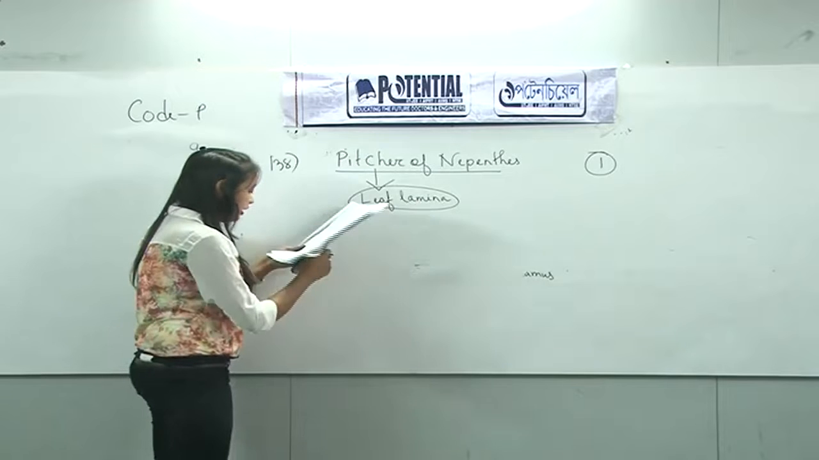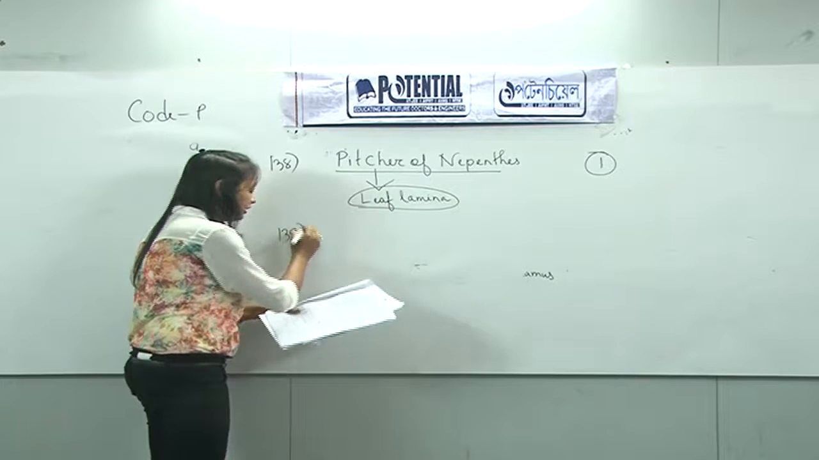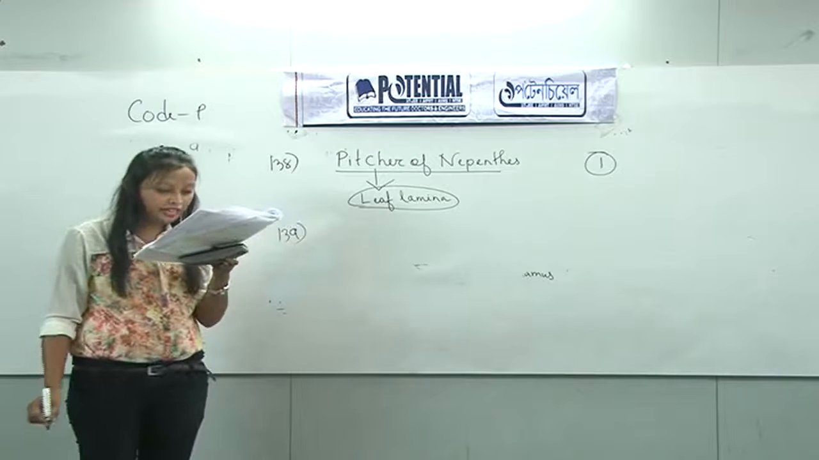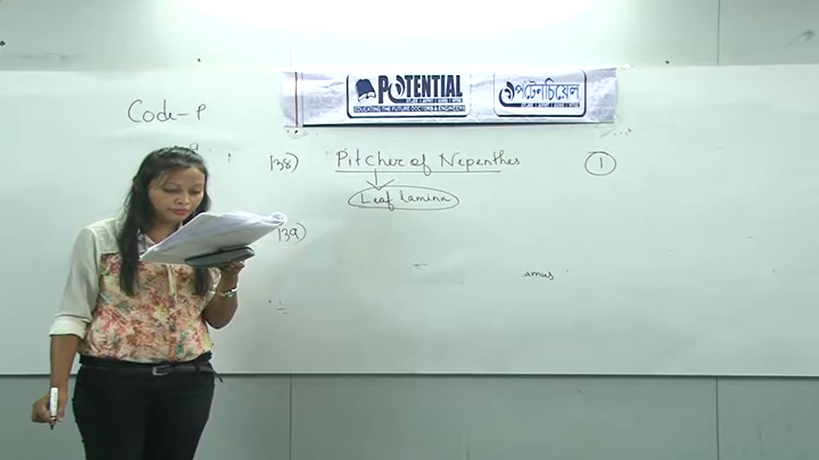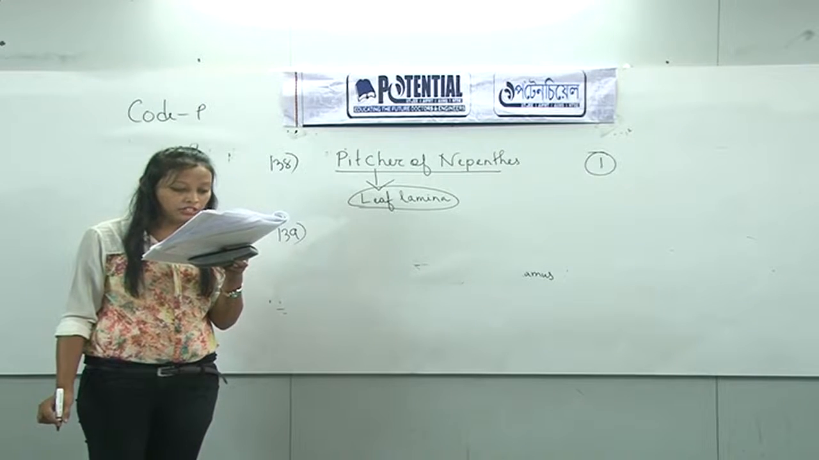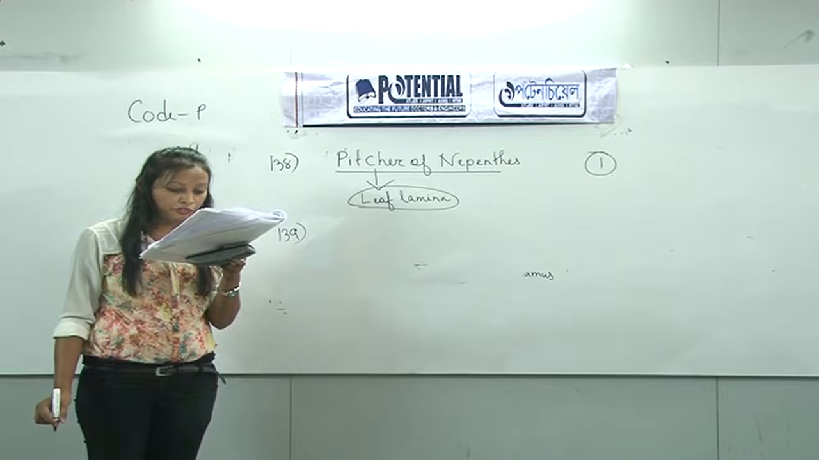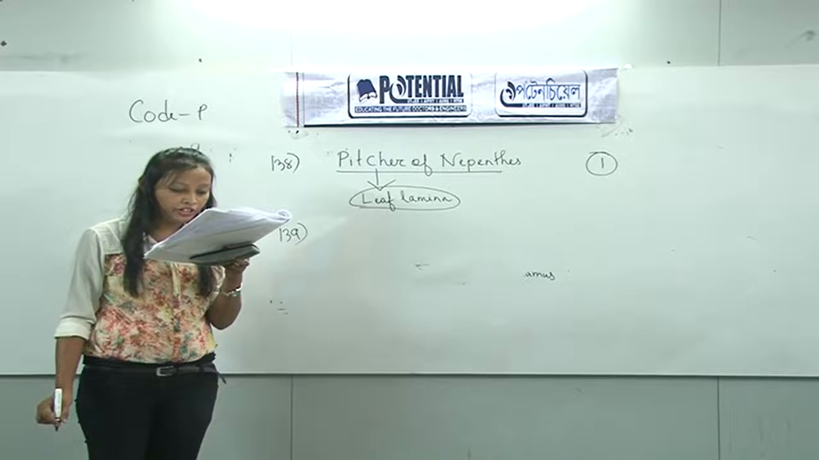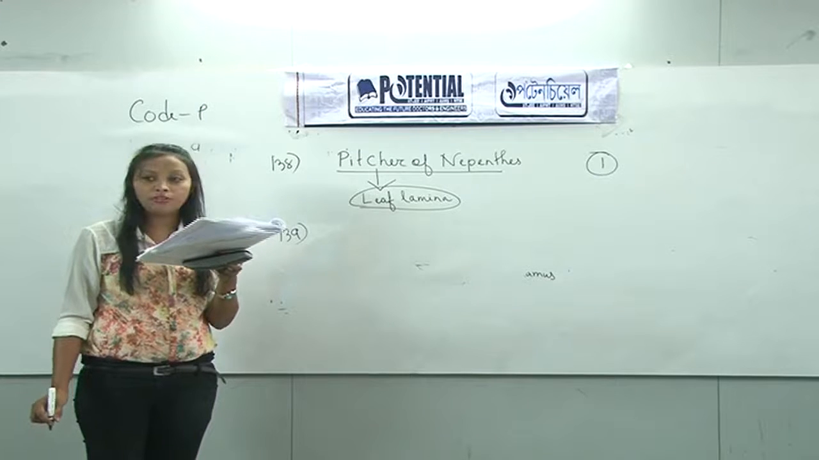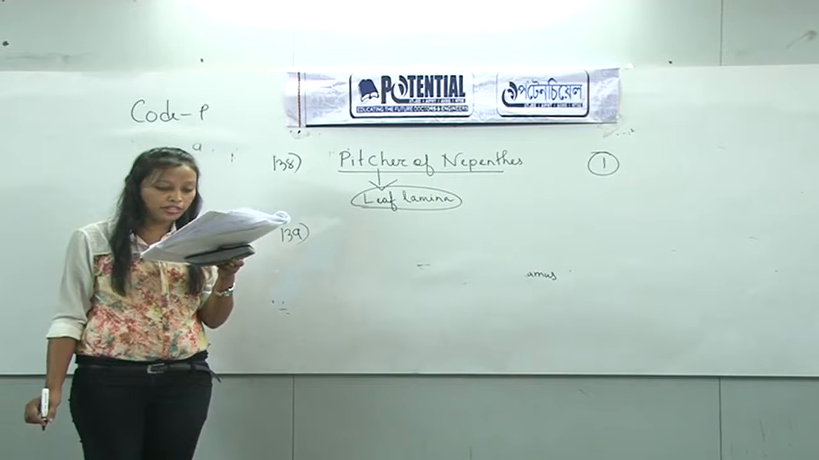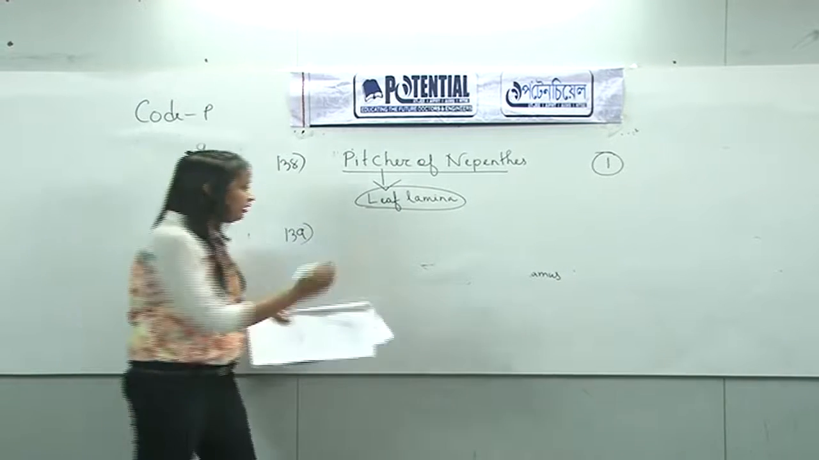Next question is question number 139. Water soluble pigments found in plant cell vacuoles are: option 1, xanthophyll, 2, chlorophyll, 3, carotenoid, 4, anthocyanin. So out of these 4 options, we know xanthophyll, chlorophyll and carotenoid.